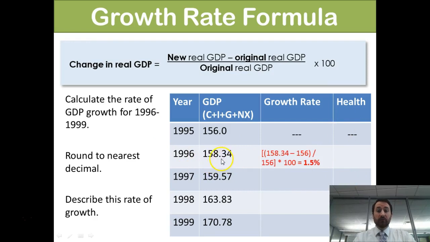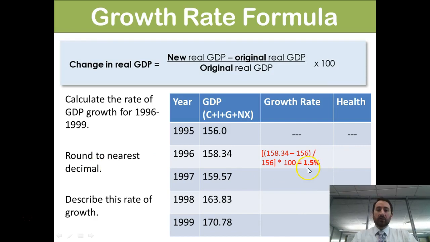We're going to take the numbers that we're given and plug them in. So we'll have 158.34, which is our new GDP, minus our original, which would be 156, the year previous, divided by our original of 156, times 100, and we round that to the nearest decimal. Always round your GDP to the nearest decimal, and we should get 1.5%.